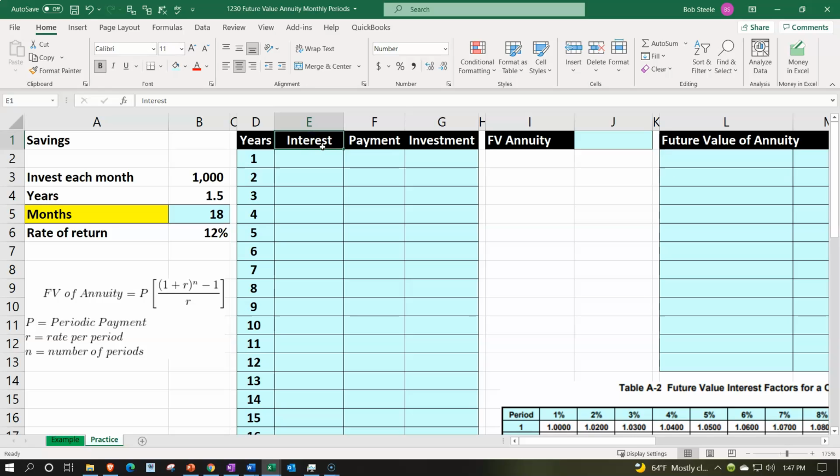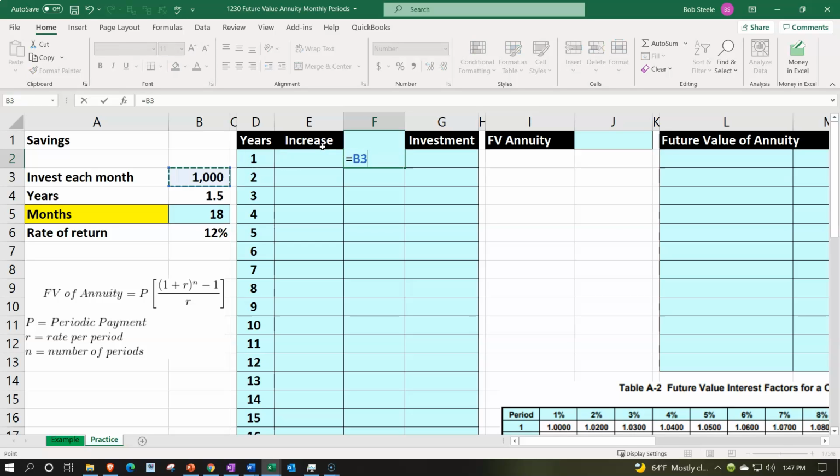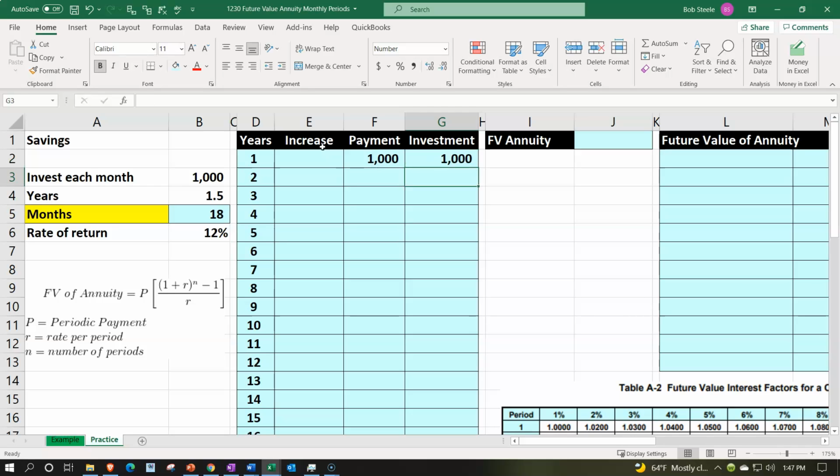Now, this might be interest. I'm just going to call it an increase because it could be interest, or it depends on the investment that we are in as to the format of the gains that we will be getting from it. And we're going to say that the payment will be $1,000. So that's going to be the payment that we're putting in to the investment. We're going to say that happens at the end of the period, therefore no interest accruing on that first payment. So that's going to be simply our starting point at that $1,000.